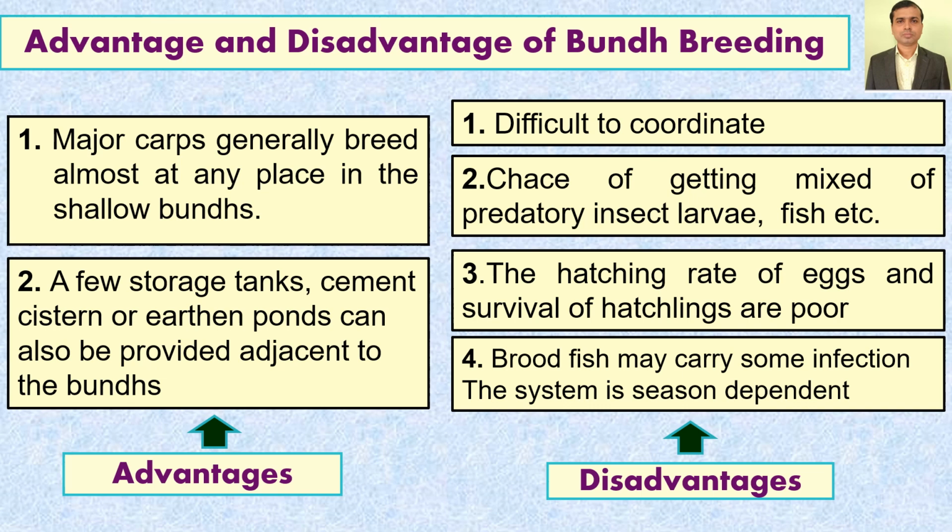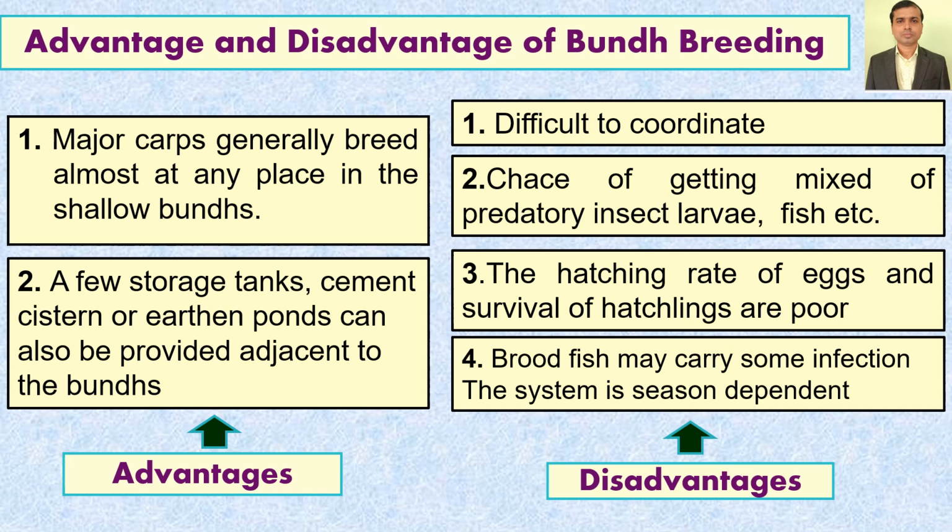Let us come to the advantages and disadvantages of bund breeding. On the left hand side you can see the advantages of bund breeding. On the right hand side these are the disadvantages. The advantages are, major carps generally breed almost at any place of the shallow bunds. That is one of the advantages. Secondly, a few storage tanks, cement cisterns or earthen ponds can be provided adjacent to the bunds so that the breeders can keep the brood fishes before releasing them to the bunds.